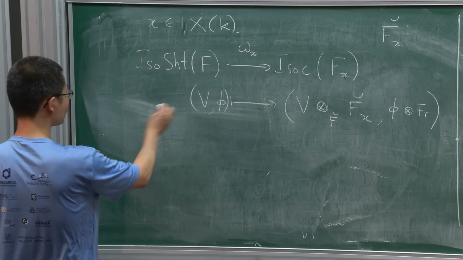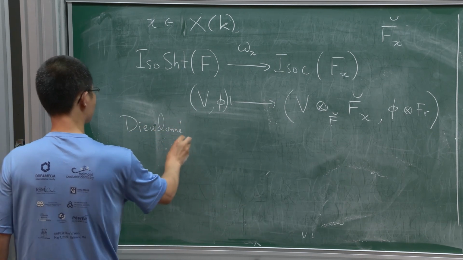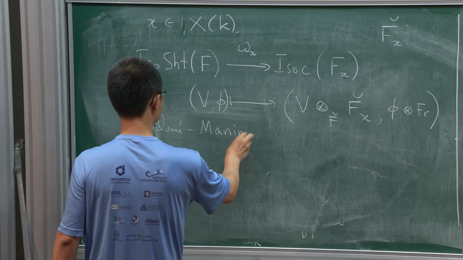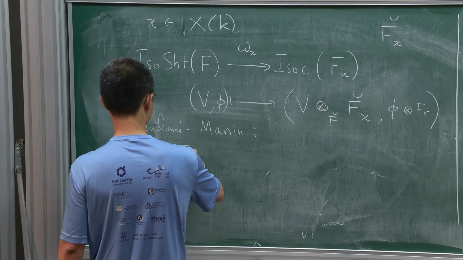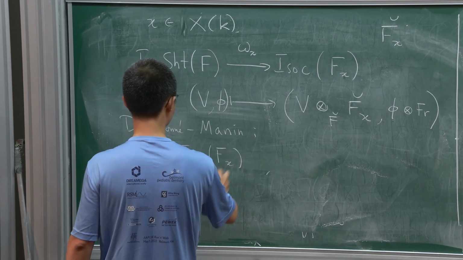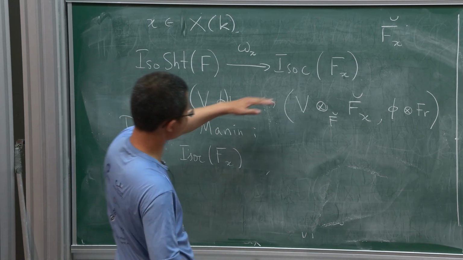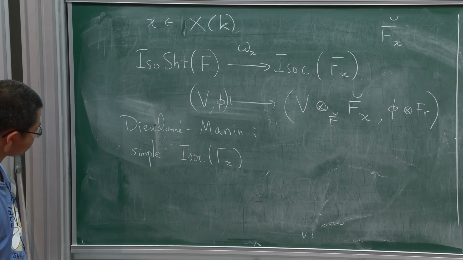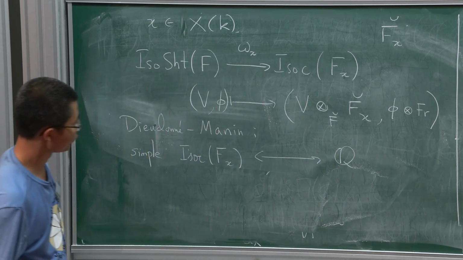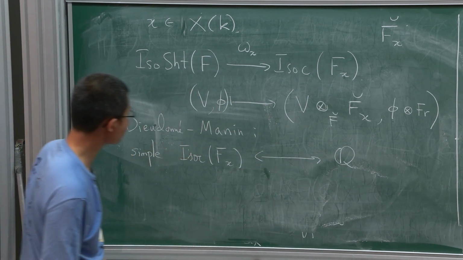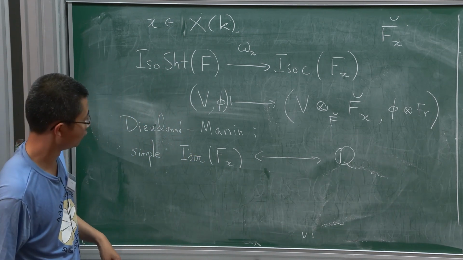Okay, so for isocrystals, we have a classification. It's already appeared in other talks, the Dieudonné-Manin classification, which says isocrystals form a semi-simple category, and the simple objects are classified by slopes, which can be an arbitrary rational number. And there's a description of its endomorphism ring.